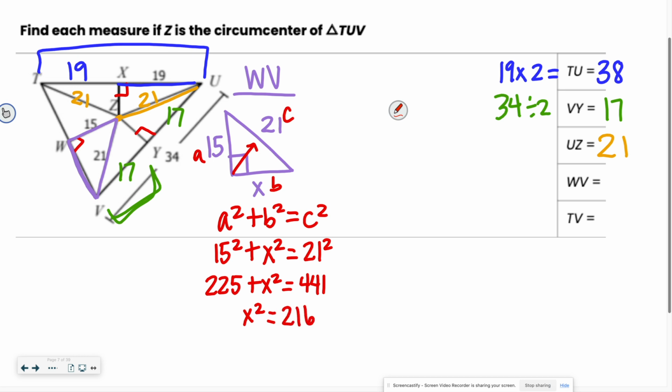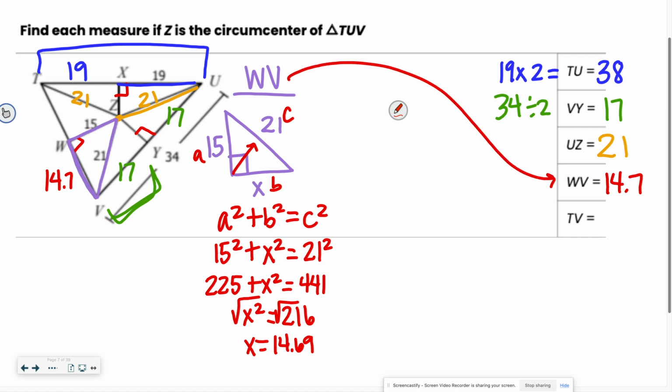Now how do you undo something squared? We take the square root. We find that x should be 14.69. So let's just go 14.7. Maybe you want to make an arrow. That was all our work for that guy right there. And don't be lazy at this part. Please get this part out in your notes so you can come back and look at to see how we found that length.